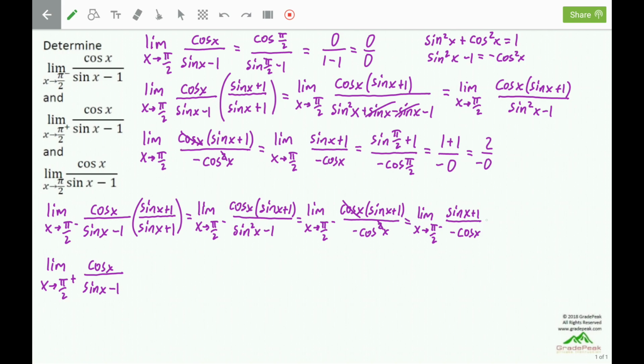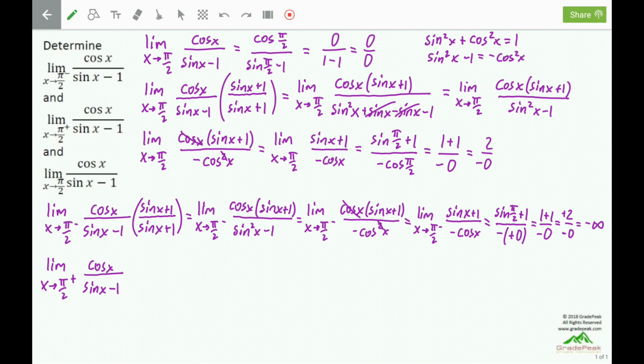Pi over 2 can then plug in for all other x's, which will give a sine of pi over 2 plus 1 divided by negative, and the cosine of 0 can be replaced with a positive due to being in the first quadrant, and 0 because it's approaching pi over 2. Sine of pi over 2 is a 1 plus 1 divided by a negative times positive is a negative 0. 1 plus 1 is a 2 over the negative 0. The 2 is a positive. Positive over negative is negative. Non-zero over 0 is an infinity, and there is the result of the left-sided limit.